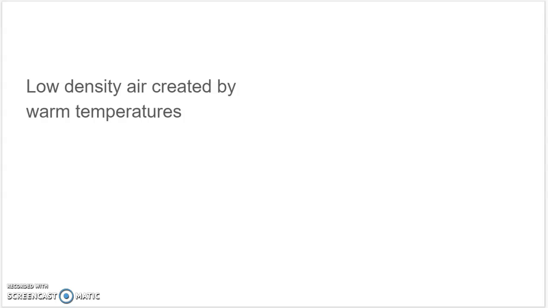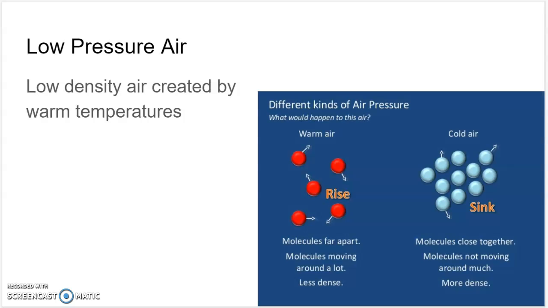Now, what do we call that air that has a low density? And as a hint, it's created by warm temperatures. Warm decreases density, which is why hot things float. We call this low pressure. Low pressure air is warm air. Particles are moving faster, so they spread out.